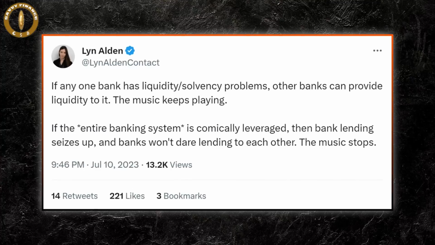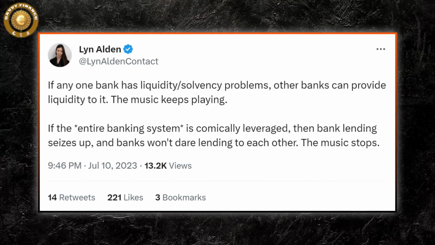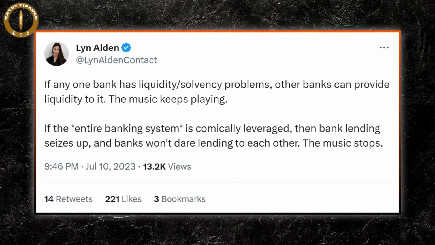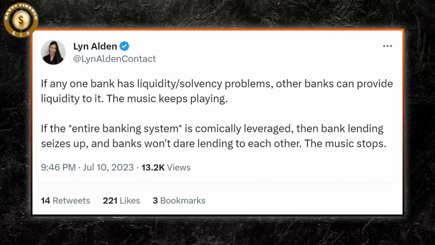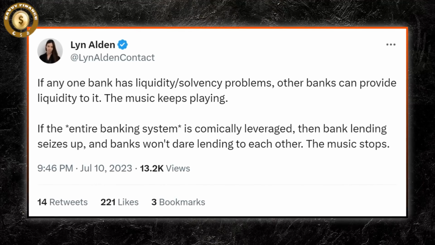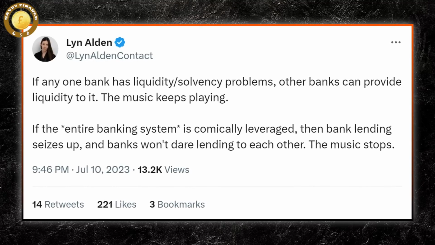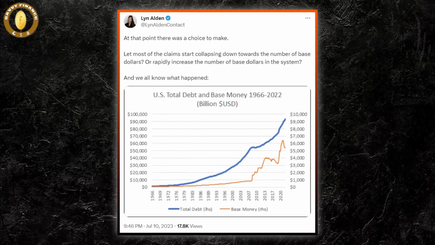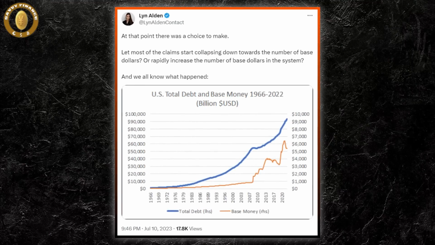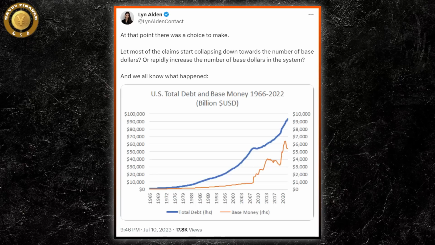If any one bank has liquidity and solvency problems, other banks can provide liquidity to it. The music keeps playing. If the entire banking system is comically leveraged, then bank lending seizes up and banks won't dare lend to each other. The music stops. At that point, there was a choice to make. Let most of the claims start collapsing down toward the number of base dollars, or rapidly increase the number of base dollars in the system. And we all know what happened.